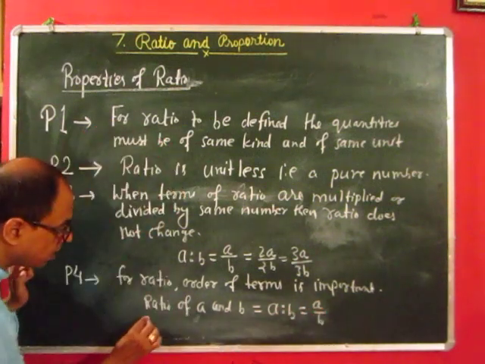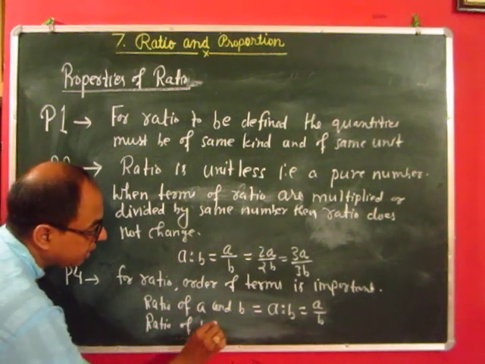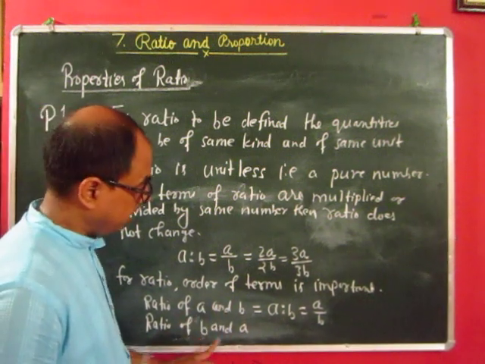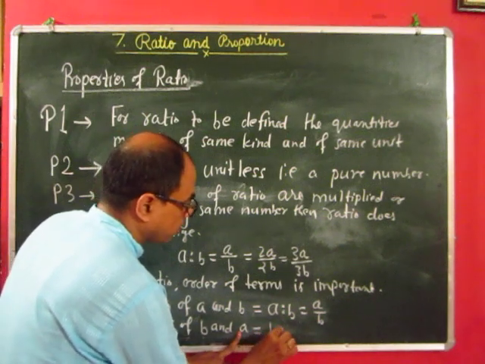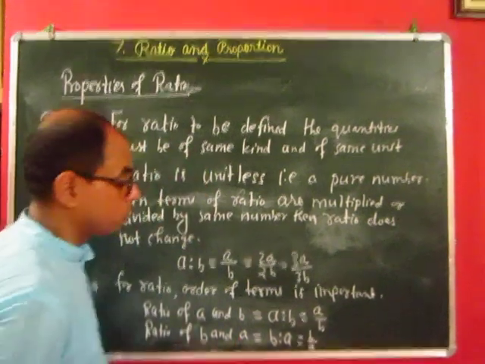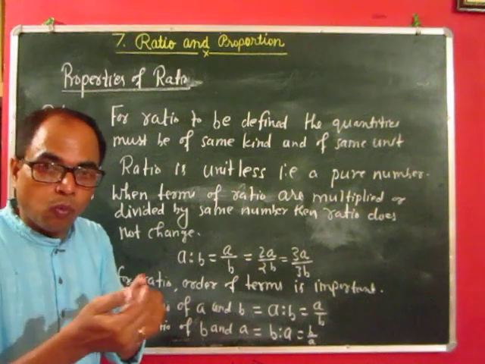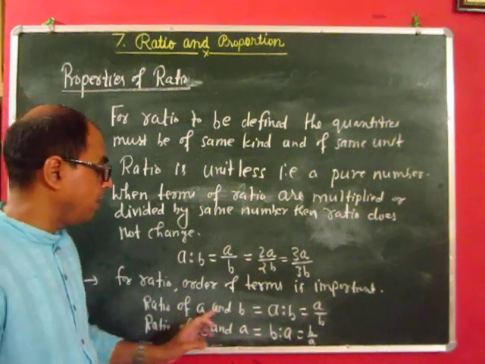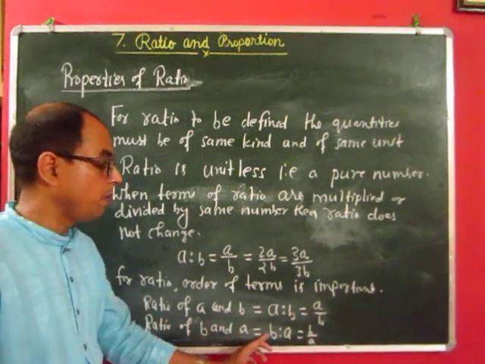And suppose it is written that ratio of B and A. So here B is given first and A is given next. Clear? So it will be B is to A. That is B by A. So in the ratio, order is important. So in the question, be careful. What order is given in the question? If it is given A and B, then the ratio will be A is to B. If it is given B and A, then the ratio will be B is to A.